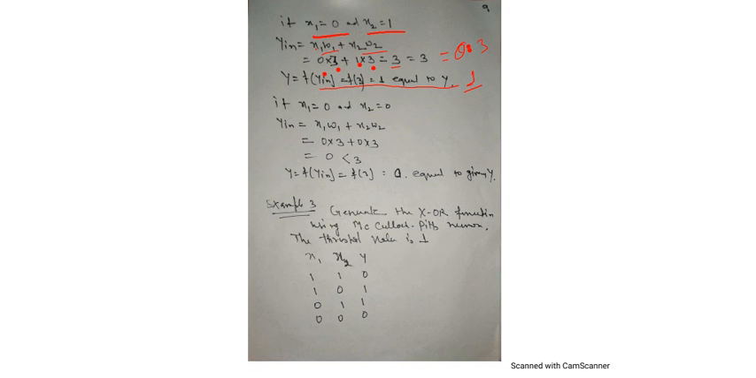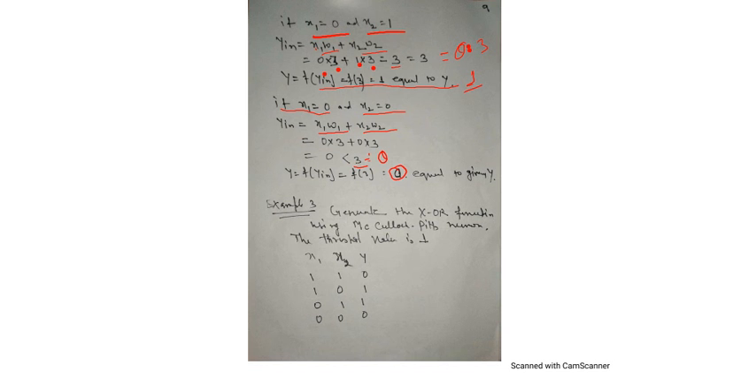Now see this case, if x1 is equal to 0 and x2 is equal to 0. So x1 w1, x2 w2: 0 into 3 plus 0 into 3. So we got 0, which is less than the threshold value. The threshold value is 3, so we got less. So what will it return? It will return 0 here.